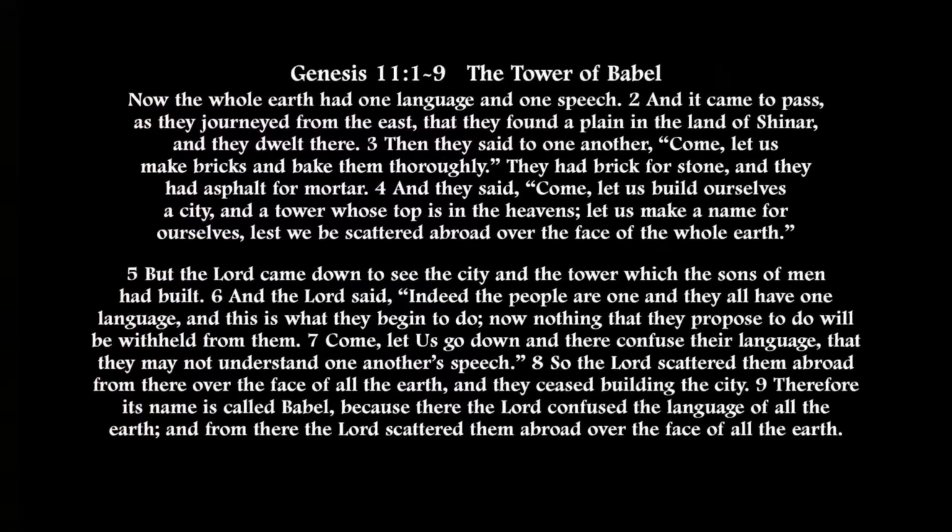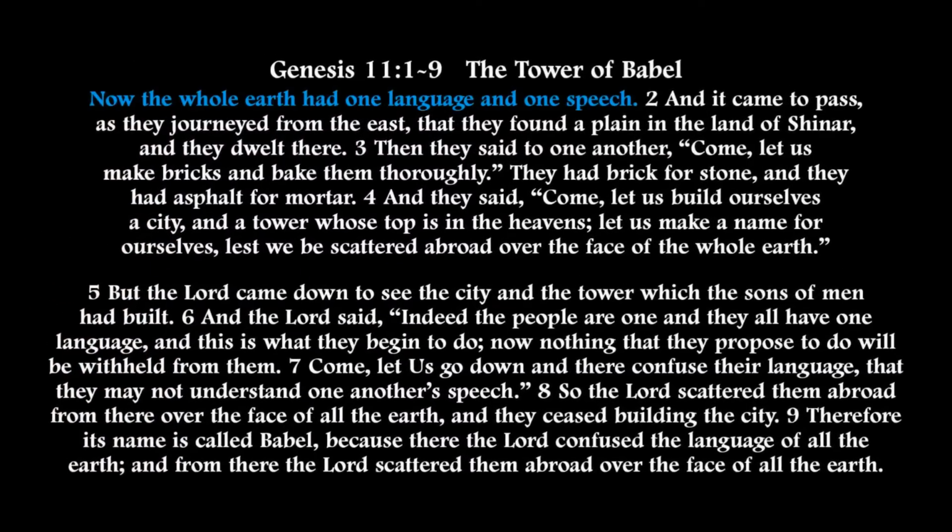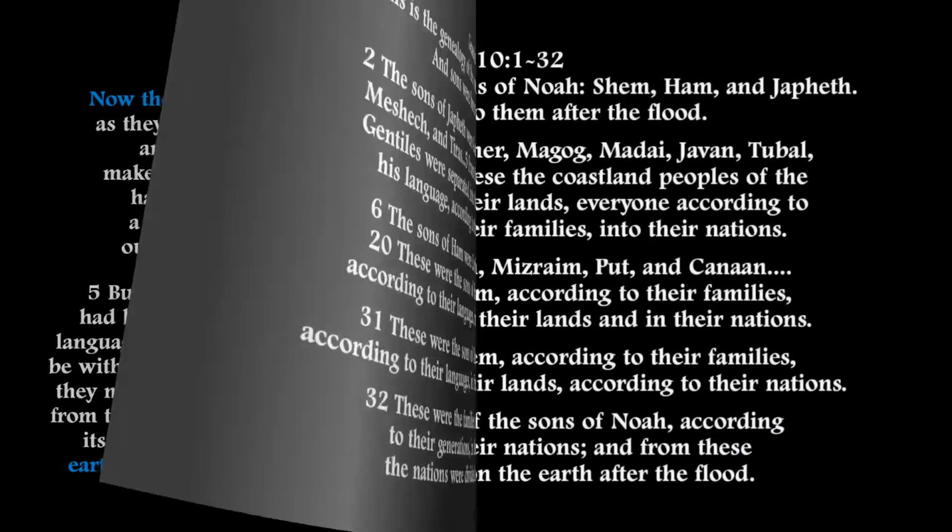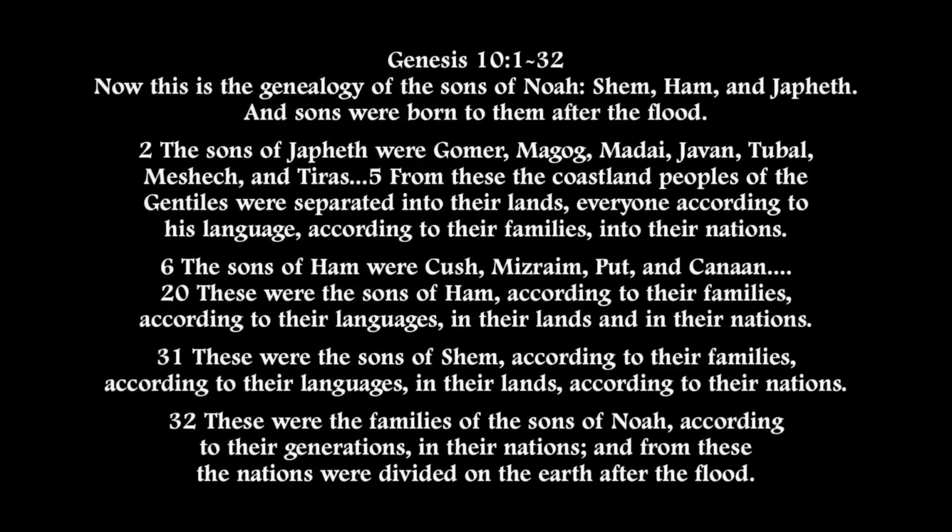The tower started with the whole earth having one language living near each other in Shinar. And by the end of the tower story, God had scattered the people into different lands with different languages. Now, as we look back at the Table of Nations in Genesis 10, we know Noah came off the ark with his 3 sons, Shem, Ham, and Japheth.